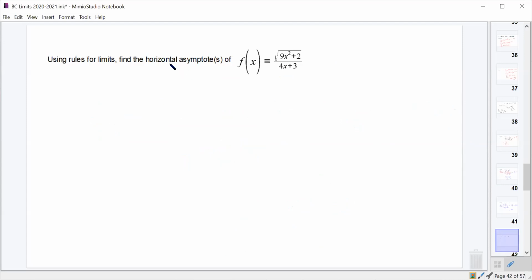All right, I want you guys to take a look at this one, see if you can find the horizontal asymptotes for this function. Take a minute or two and try to figure that out. Then we're going to go through it.